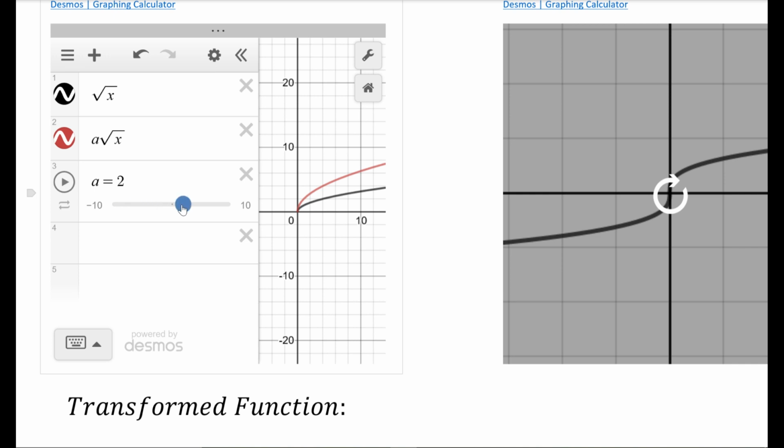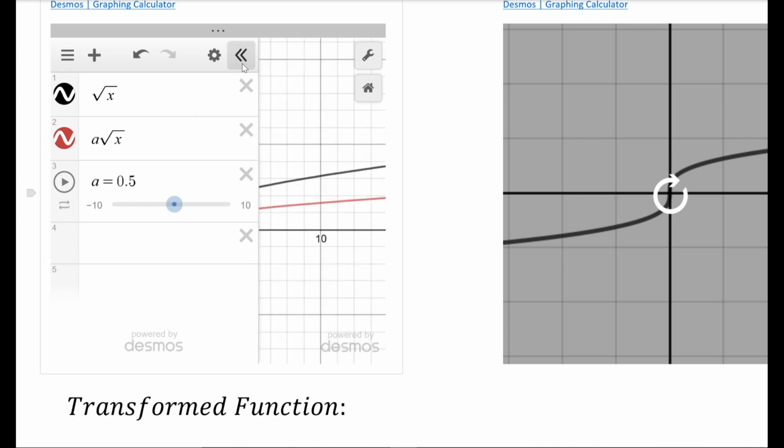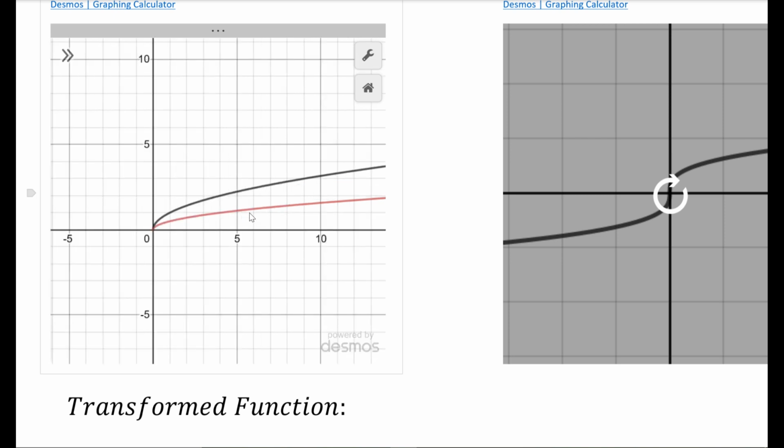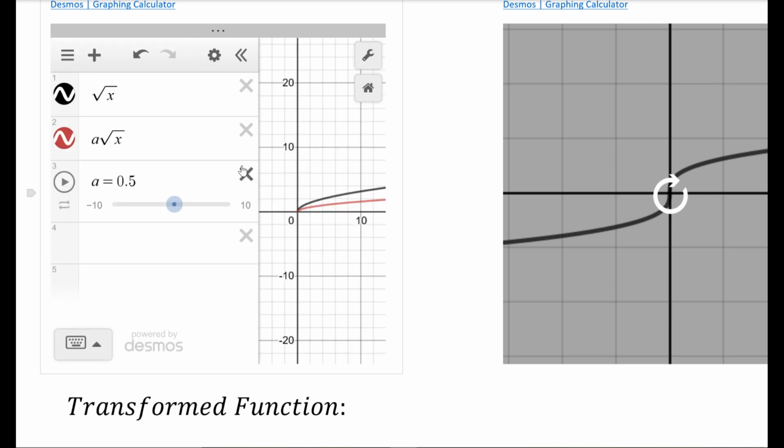Now if I take this 2 and change it to a 1, notice what happens as it goes down: it starts approaching the original function. As it goes up, it gets more and more stretched. If you go onto the other side, if a becomes a fraction less than 1, then this graph is being compressed. Instead of being stretched up, it's being pushed down, and we call that a vertical compression. It's being compressed downward in the y direction.